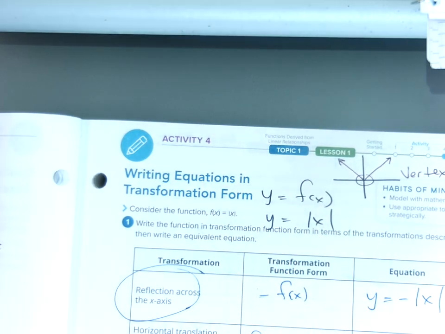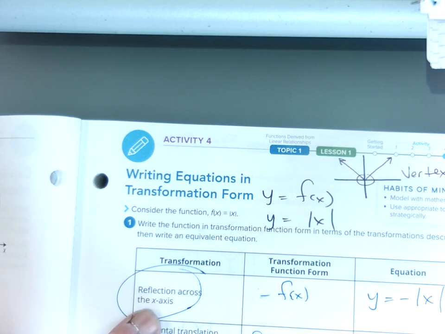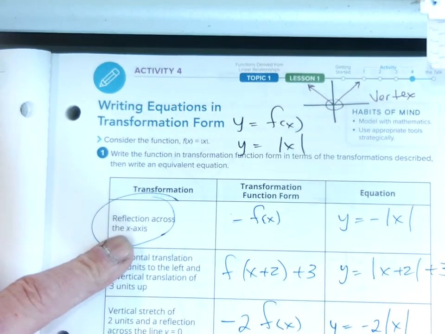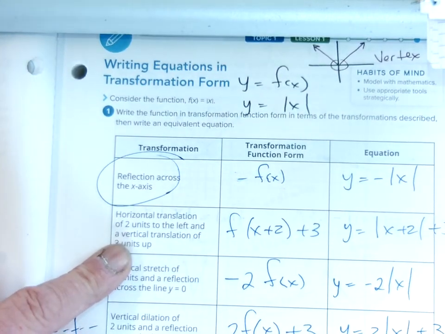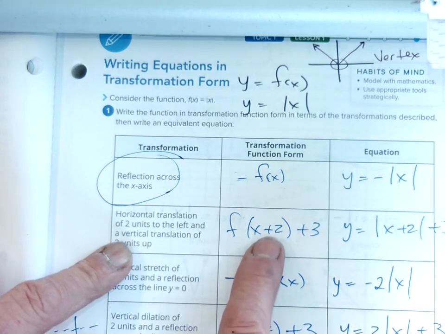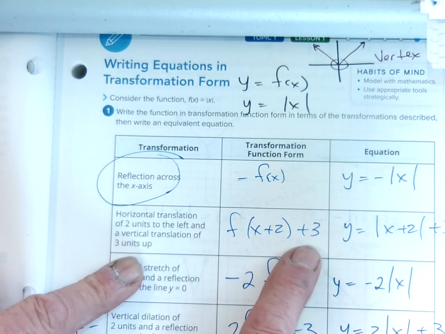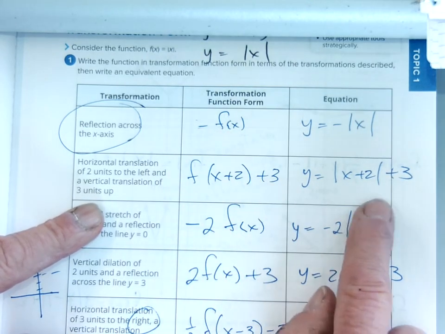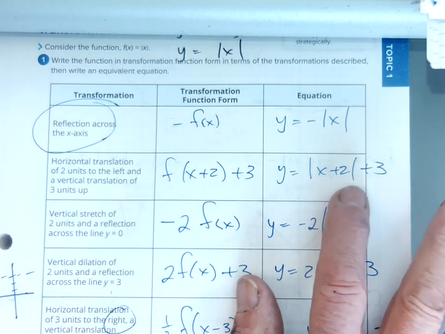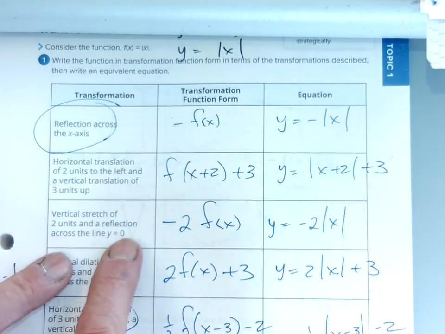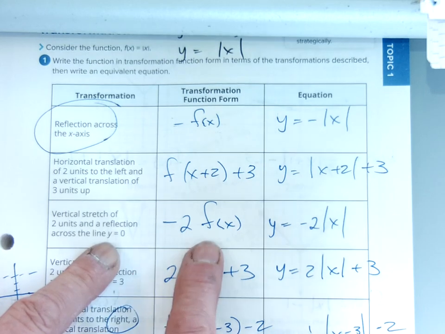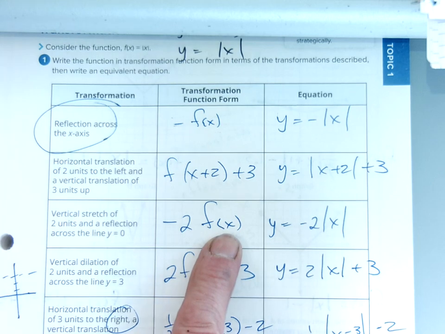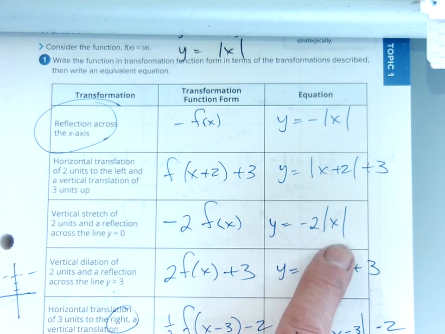So we talked about if you reflect it across the x-axis as a function, it's negative f of x. As an equation, it's just y equals negative absolute value of x, okay? If we have a horizontal translation to the left, it's going to be opposite inside, and then up 3. So we wrote it as f of x plus 2 plus 3. And as the equation, we just used the absolute value of x plus 2 plus 3. Vertical stretch of 2, but reflection over line y equals 0 is going to be negative 2 times f of x. But as an equation, it's just y equals negative 2 absolute value of x.